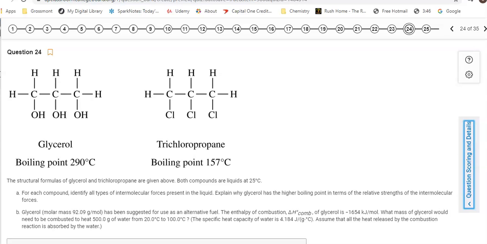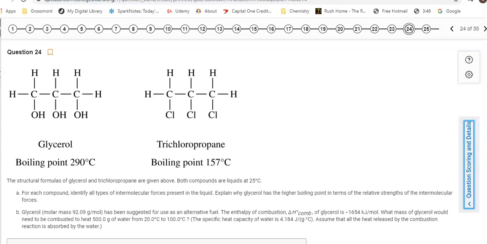Okay, so glycerol has all three types of intermolecular forces. Everything has London dispersion forces. It's just sometimes they're not the most important, and so you don't even think about them. It also is polar because it's a lopsided molecule. It has oxygens over on one side, so it has dipole-dipole. And because it has an H connected to an O, it can also form hydrogen bonds.